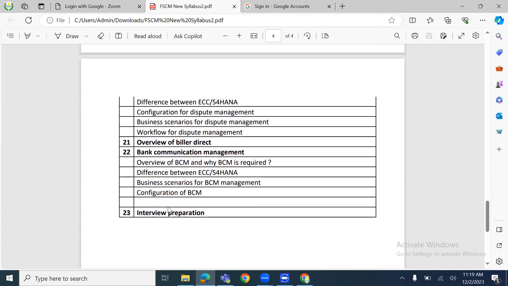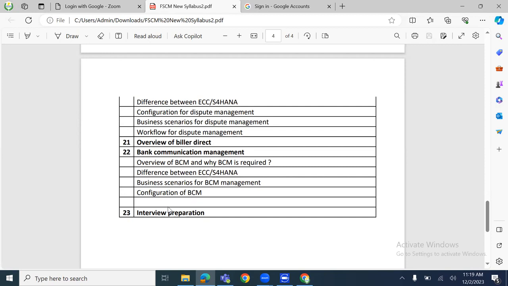Then workflow also, there is a workflow process which is available. Then the next one would be an overview of the biller direct. Since this is a third party application where we would require technical assistance, that is the reason I am going to present just the overview of this one.